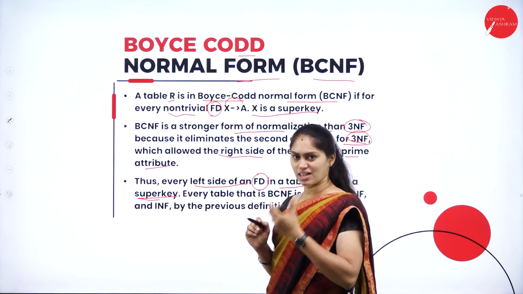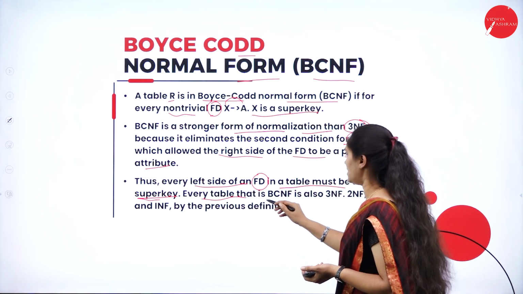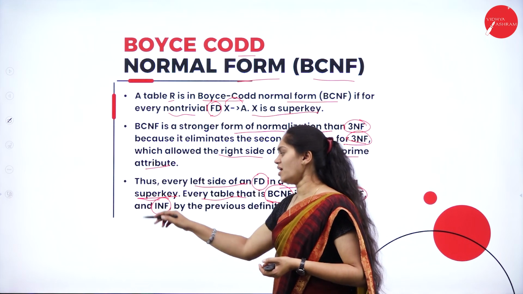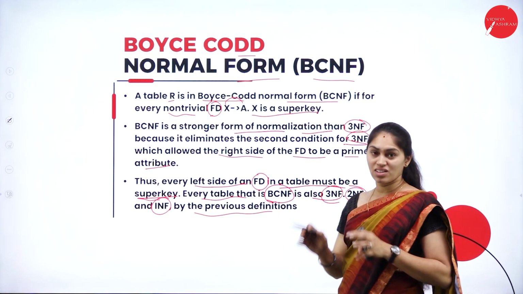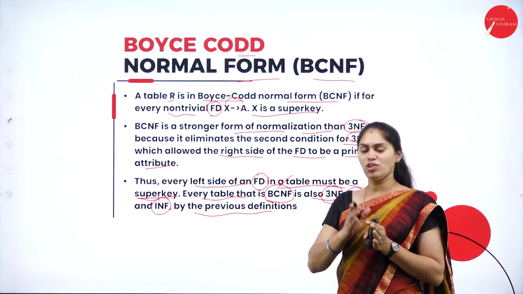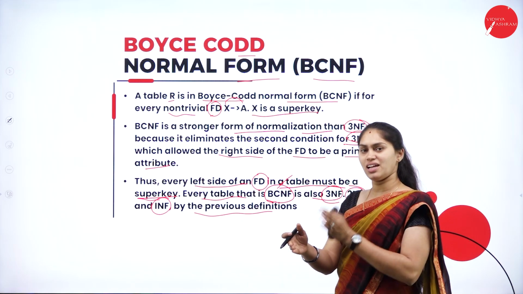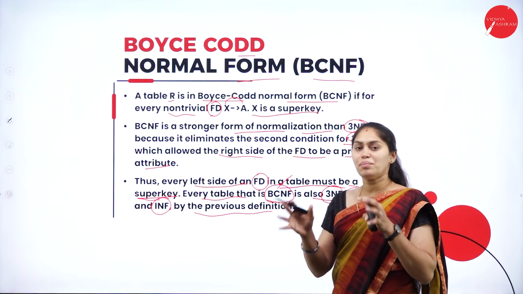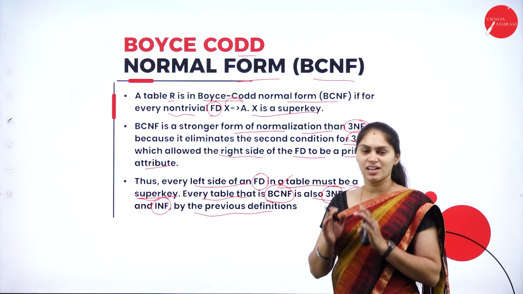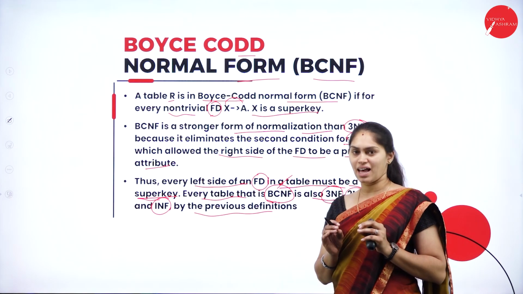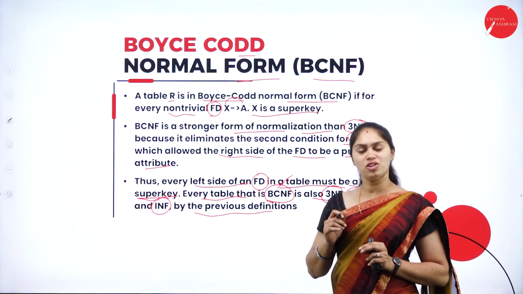If we have this, then every table that is in BCNF is also in 3NF, 2NF as well as 1NF by the previous definition. So as you can see, if it is in BCNF, obviously it is supposed to be in 3NF, 2NF and 1NF, and we are completely removing all kinds of redundancies, anomalies and inconsistencies from the data by having these different types of normal form.